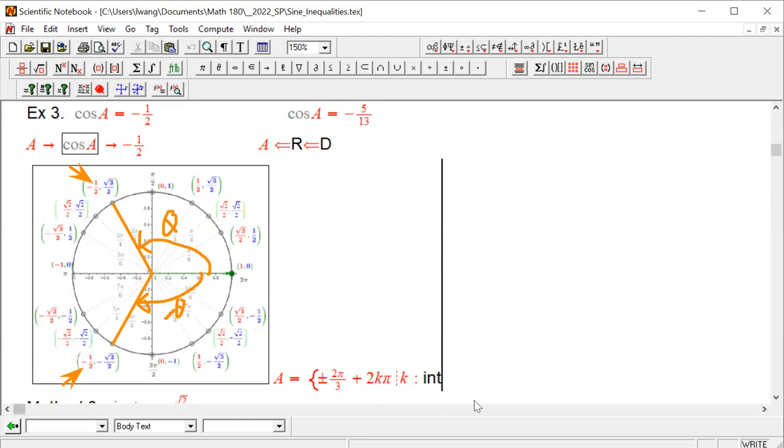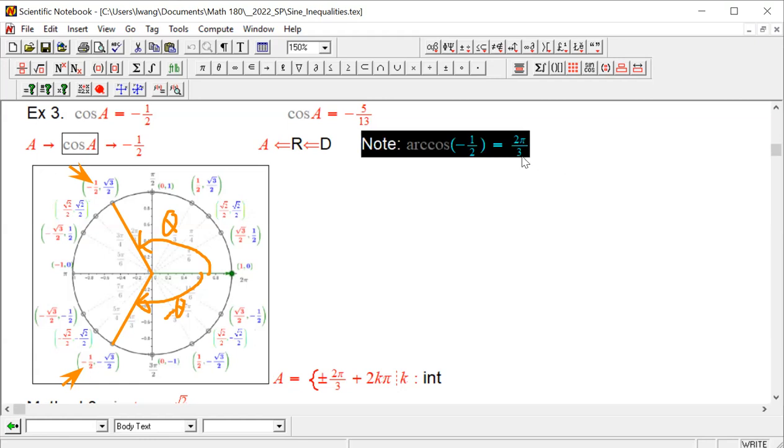By the way, I wish you to be reminded that arc cosine of negative half is 2 pi over 3. I'm going to put a little note here, just for you. Arc cosine of negative half is 2 pi over 3. Just remember that, okay? We're going to make a connection to it when we work on number 4.